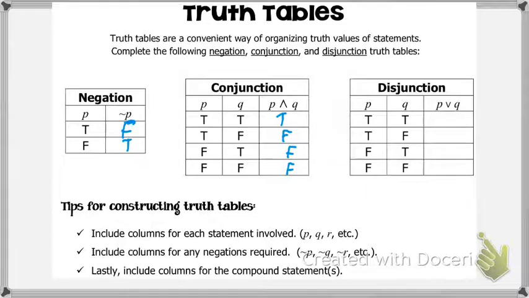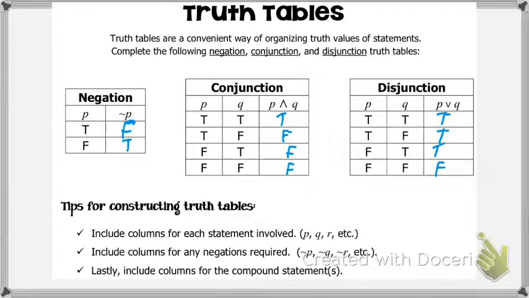Now in our disjunction, notice the order is the same: true true, true false, false true, false false. We keep this systematic way because it helps us stay organized and not forget anything. If they're both true, what's our or? It's going to be true. What about if P is true but Q is false? That's still true. What about if P is false but Q is true? True. And if they're both false? False.